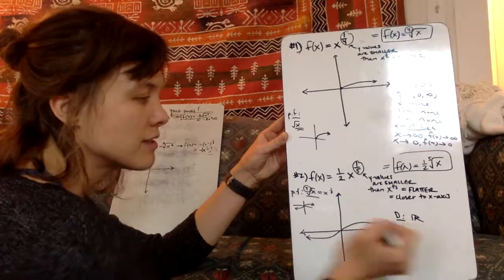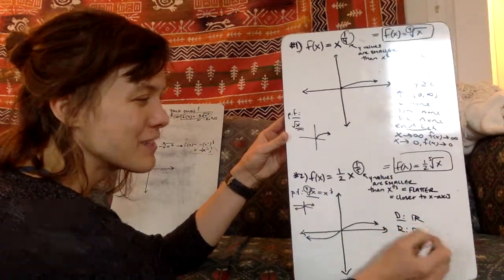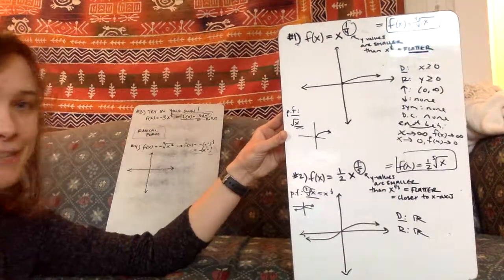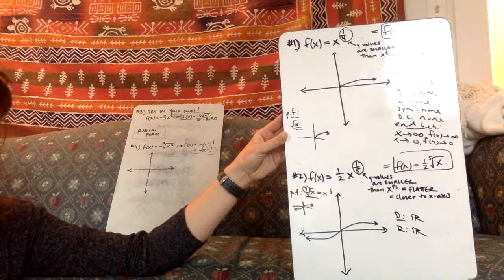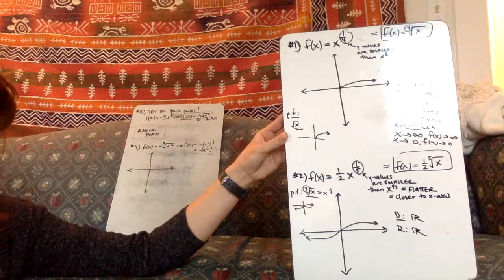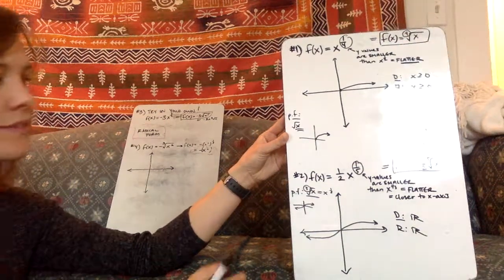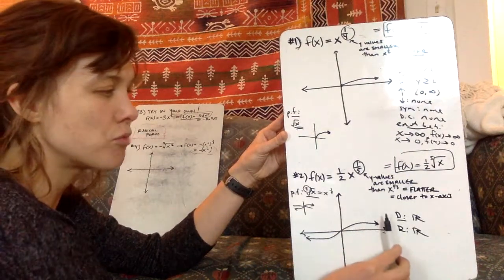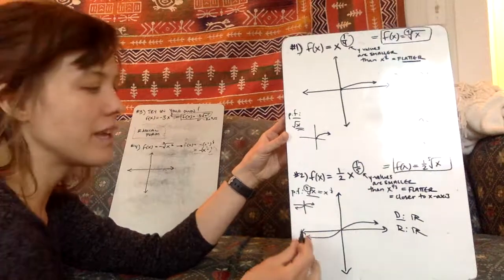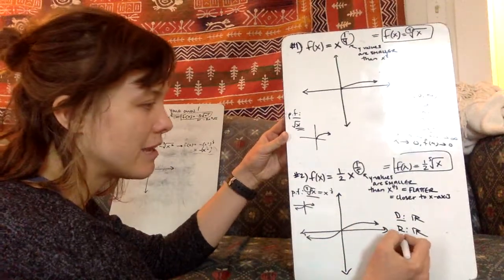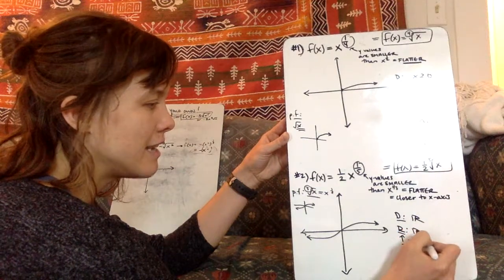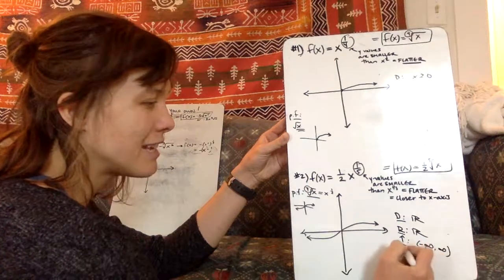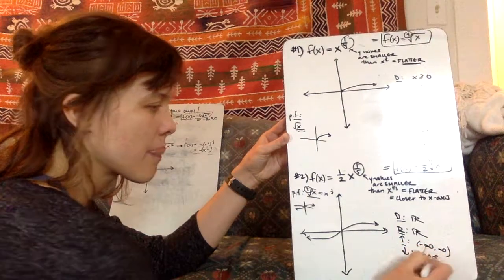My range, even though it looks really flat, is also all real numbers. It'll take a long time to reach positive and negative infinity for y, but it'll get there eventually. And then my increasing interval, if I read my graph left to right, I'm only increasing in y values. So my increasing interval is negative infinity to positive infinity, and I do not have any decreasing.